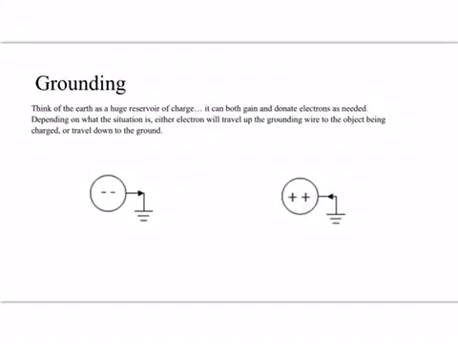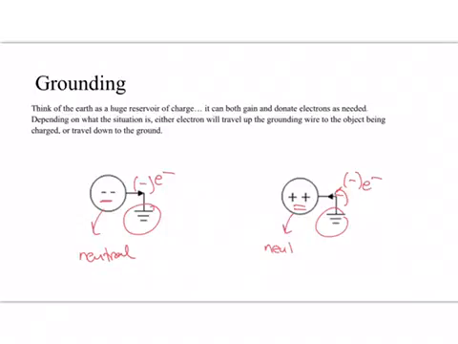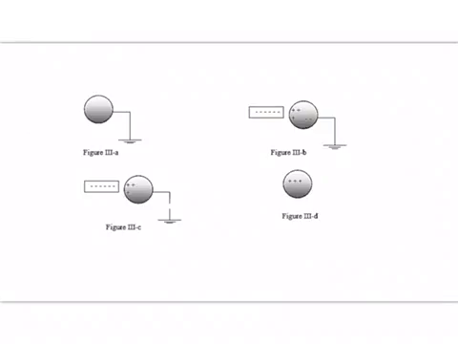Think of the earth as a huge reservoir of charge. It can both gain and donate electrons as needed. Depending on the situation, electrons will either travel up the grounding wire to the object or travel down to the ground. If the object is negatively charged, as in this example, then the ground will try to make it neutral, so it takes the negative charges, the electrons, until the object becomes neutral. If the object is positively charged, then the ground will give negative charges, the electrons, to the object until the object becomes neutral.